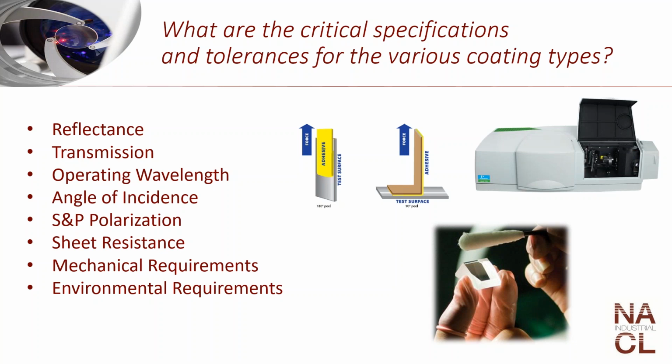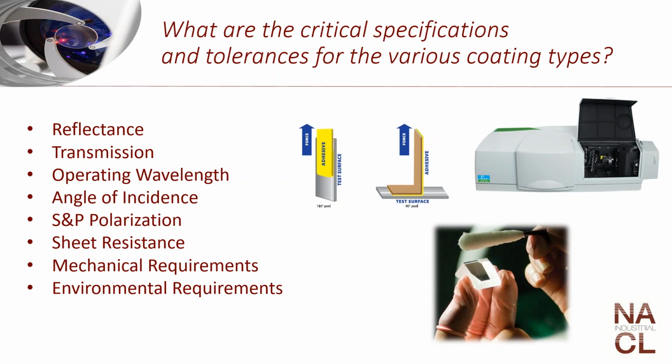The other most common optical specification is transmission. How much light is transmitting through my surface on a clear optic? In this case, you'll want to coat on both sides, and you'll measure basically the light passing through your optic. If you need angles of incidence, you can turn your optic in relation to your source at different angles of incidence.